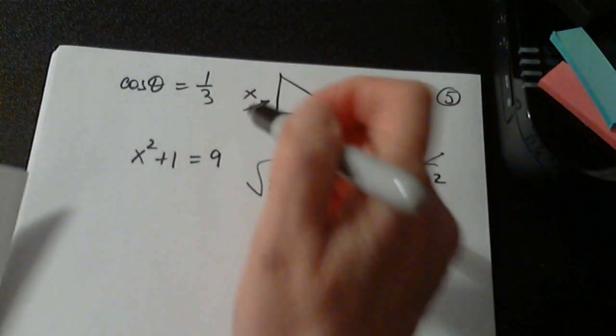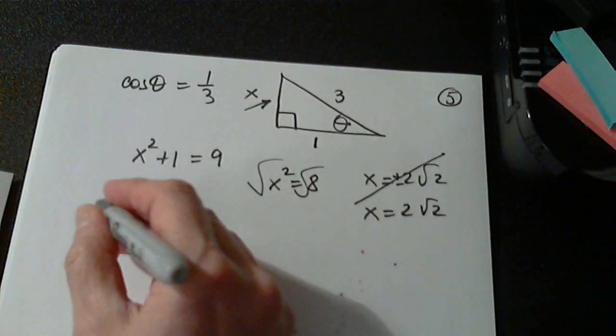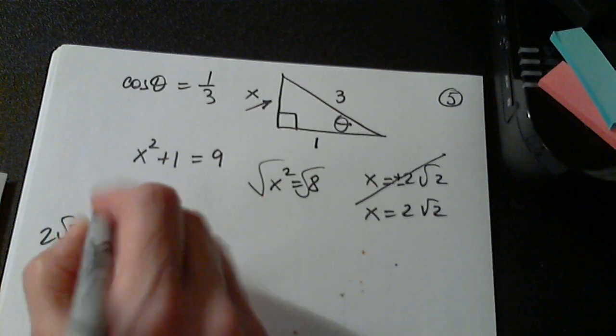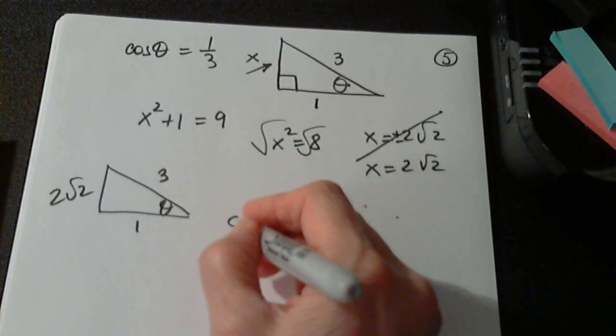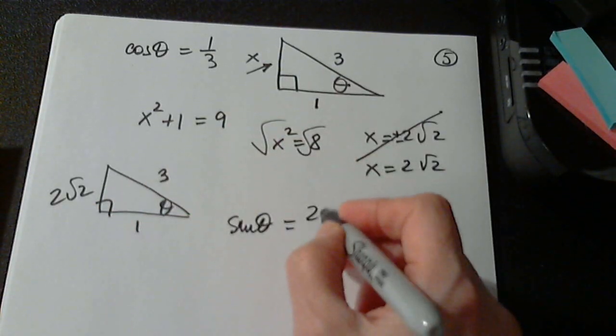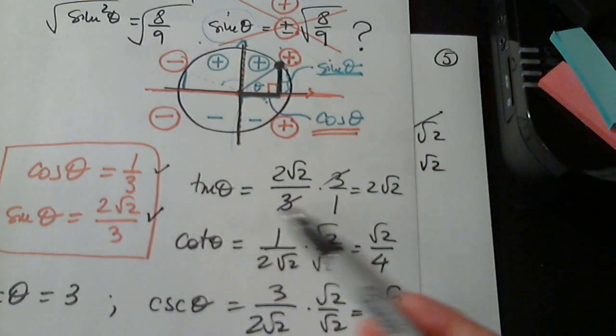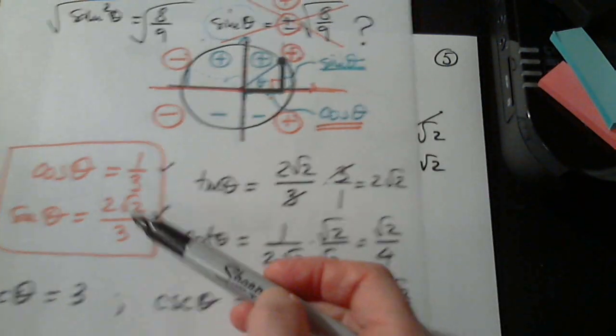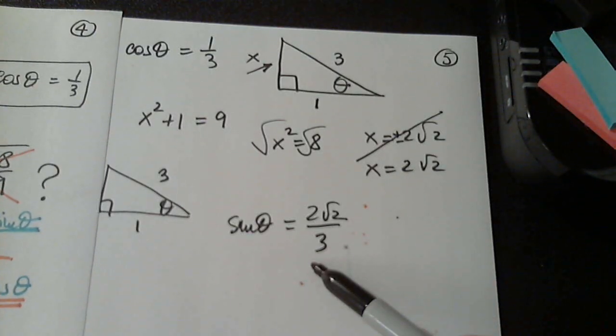Okay, knowing that, then the triangle becomes this: 1, 3, 2 the square root of 2. So I have sine theta opposite over the hypotenuse, and so on and so forth. Everything else follows as we just did. I got that sine is 2 the square root of 2 over 3.